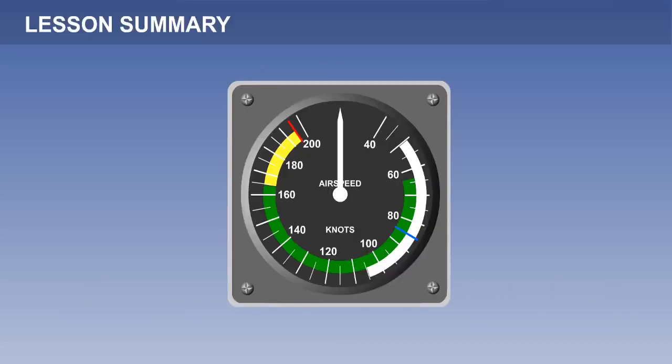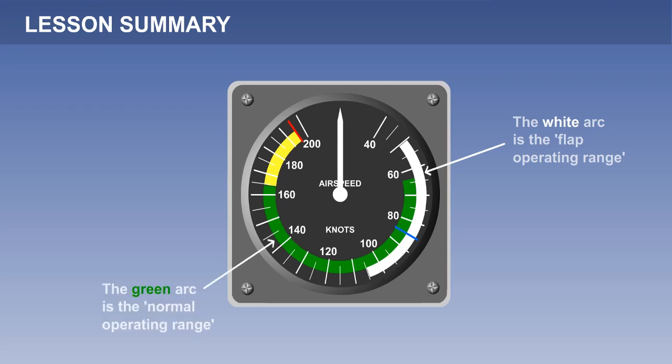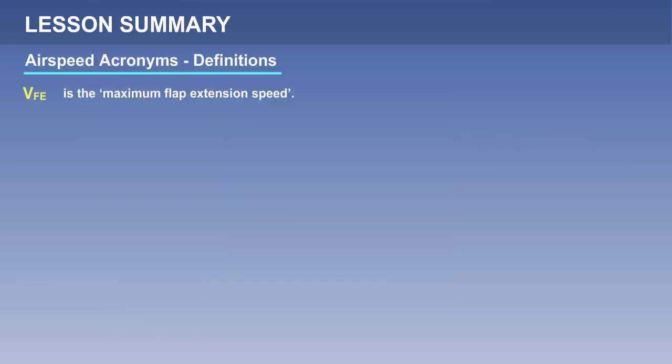A summary of ASI color coding, common airspeed acronyms, and the effects of blockages and leaks is listed in sequence on the screen. The white arc is the flap operating range. The green arc is the normal operating range. The yellow arc is the cautionary speed range. VFE is the maximum flap extension speed. VNO is the normal operating speed limit. VNE is the never exceed speed.